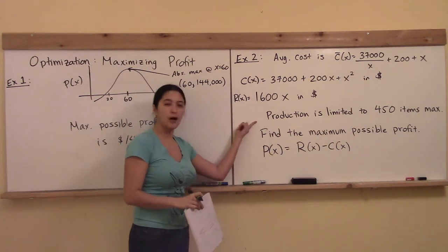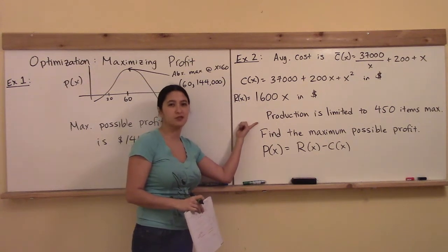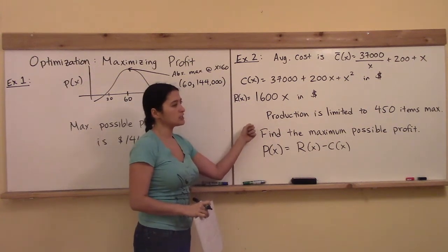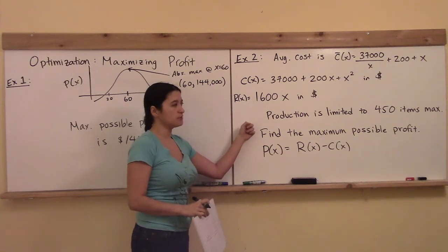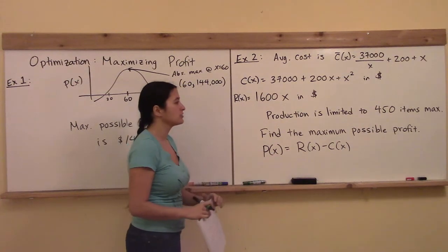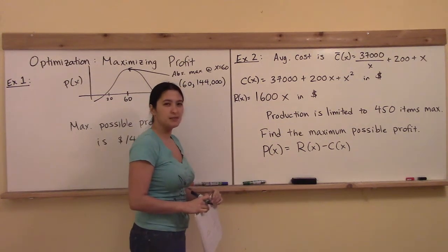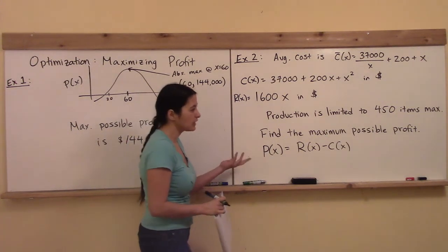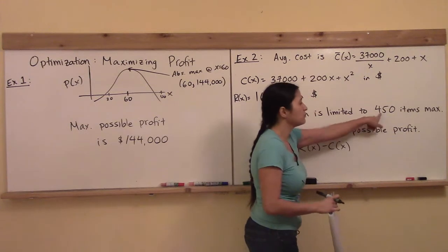And now we can do this, but wait, there's one more sentence that I have not erased yet, so I should probably turn this sentence into math too, so I don't lose that part of the problem. Production is limited to 450 items max. That's the most that I can make in my factory. So what does that mean mathematically? What is that speaking to? The domain of the function, right, because it says, like, what's the absolute highest value of x that I can put in.